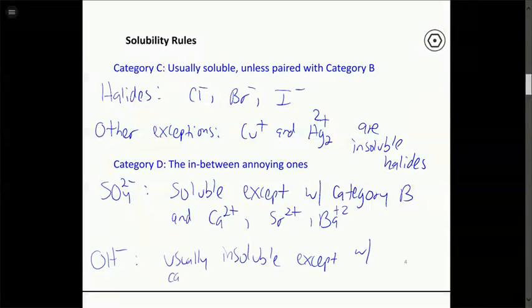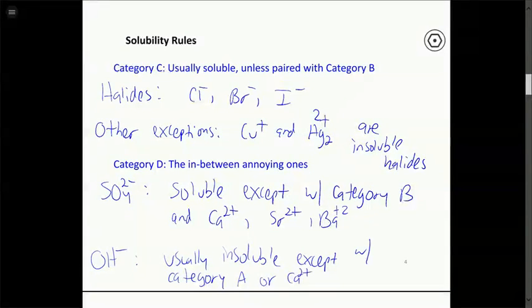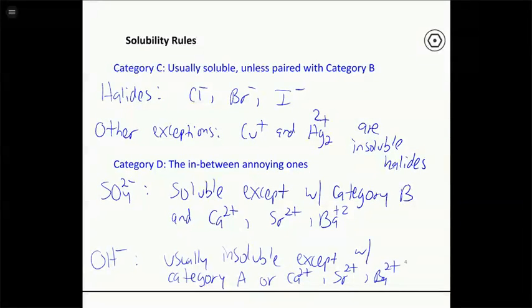But unless it's paired with category A, which are those special cations, lithium, sodium, potassium, all those, ammonium, or it has the heavier group 2A cations as soluble exceptions. So these are the same exceptions as above, but this time they make soluble hydroxides as opposed to insoluble. So calcium, strontium, and barium, again, are the exceptions. With hydroxide, they're soluble. With sulfate, they're insoluble. So these are the ones that are a little bit trickier to remember.